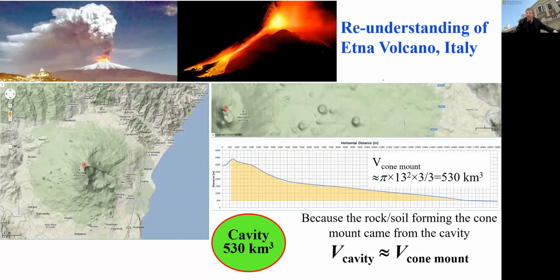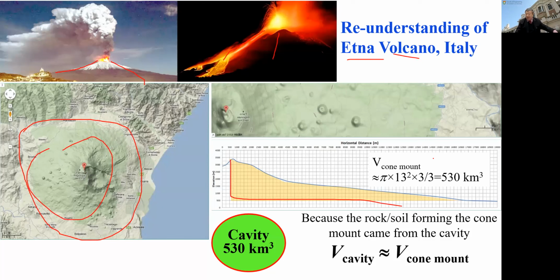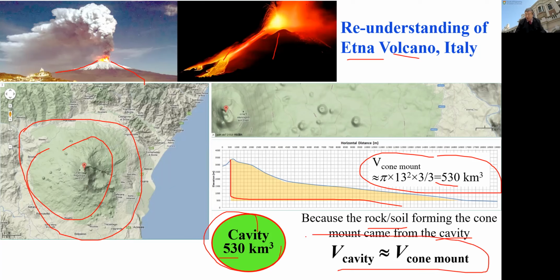Okay, so this is the Italia volcano in Italy. So this is the cone mountains here, and this cone mountains here. So we can see all this lava comes out, and the ash and the rock fragments come out from this cone. The volume of this cone can be calculated by this small equation here. It's about 530 kilometer cube. So this rock, soil, whatever, cone, lava is coming from the cavity. So the cavity below this one is about the same size, 530 kilometer cube. So that's the equation here.